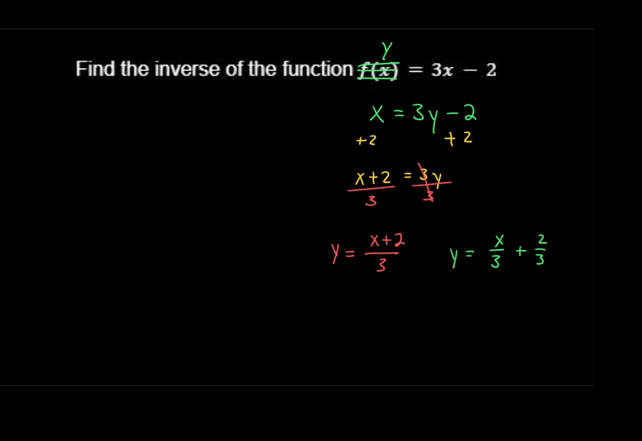And there are additional ways of writing it as well. So one of the ways to represent the inverse is the f^-1. So instead of having the y here, we could also write it as f^-1 of x equals (x plus 2) over 3. And of course, we could also write it as f^-1 of x, saying the inverse of f, is x over 3 plus 2 over 3. So any of these four versions is acceptable as far as the final answer goes.